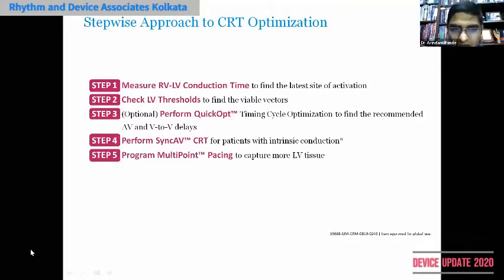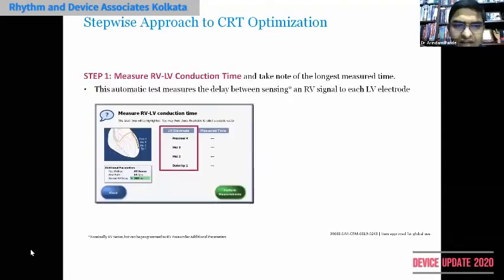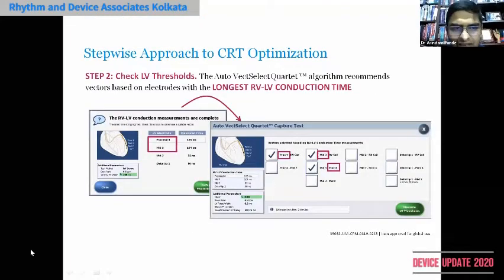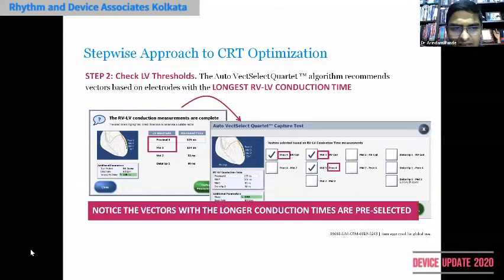QuickOpt, I will not discuss. Then perform SyncAV CRT and program multi-point pacing. These are the steps, and they are very, very easy. Anybody can just follow the instructions and program it themselves.